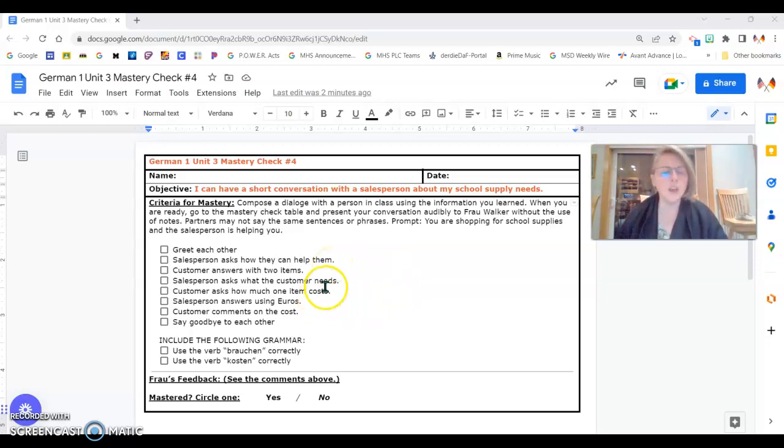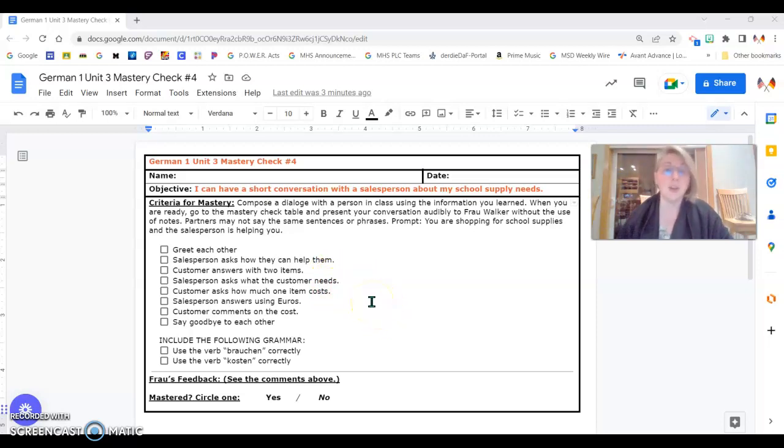When you're ready for the mastery check, and you and your partner have put together a dialogue for the two of you, then you can come back to the table with me, and you will not be able to use any help. You won't be able to read off of anything. It's just you and your partner speaking back and forth, okay? The prompt that I want you to consider is that you are shopping for school supplies and the salesperson is helping you. So one person will be the student who is shopping and one person will be the salesperson. Everybody has an equal number of lines, so let's go through what I'm expecting to hear from both of you.